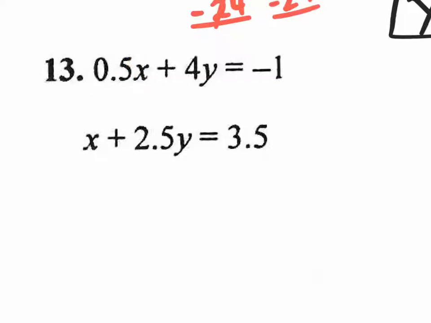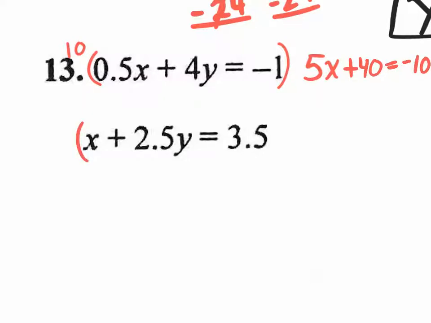Okay? So let's do that. We could multiply by 10, and you're going to get a new equation that reads 5x. Now, what would 4 times 10 be? 40. So you'd have 40y. That's kind of ugly, but oh well. It's better than decimals. Equals, and what's negative 1 times 10? Negative 10. So that's your new top equation.